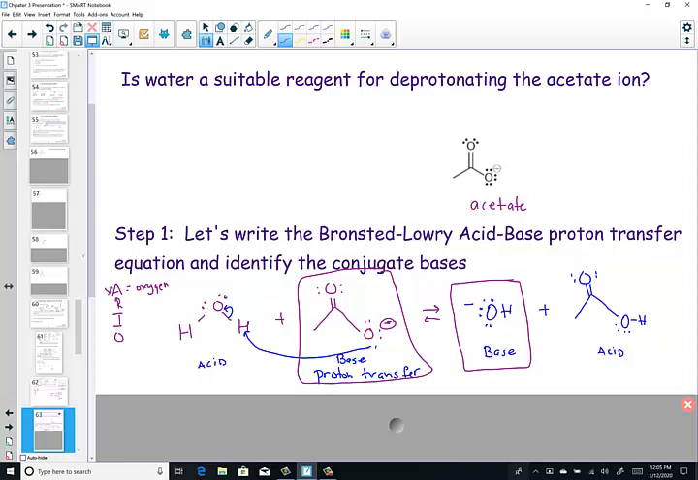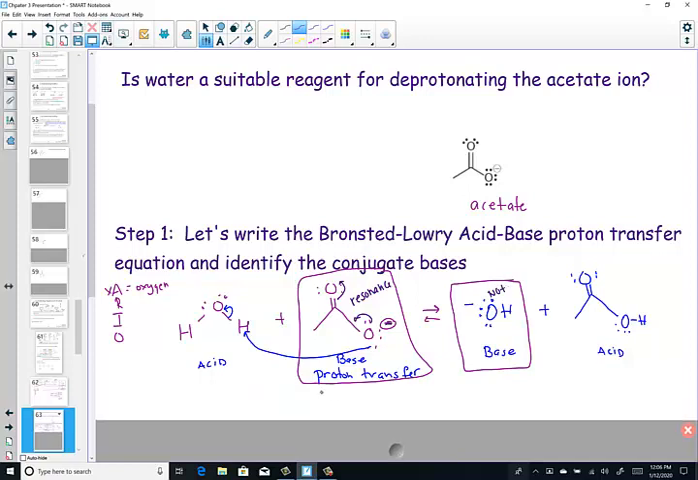Let's go to the next letter, R, for resonance. Which one of those is resonance stabilized? Well, clearly you can see the negative charge on this oxygen has the ability to be resonance stabilized because the carbon next door is involved in a pi bond. So yes, this is resonance stabilized, whereas this is not. So this must be the more stable base, which means its parent acid was stronger.